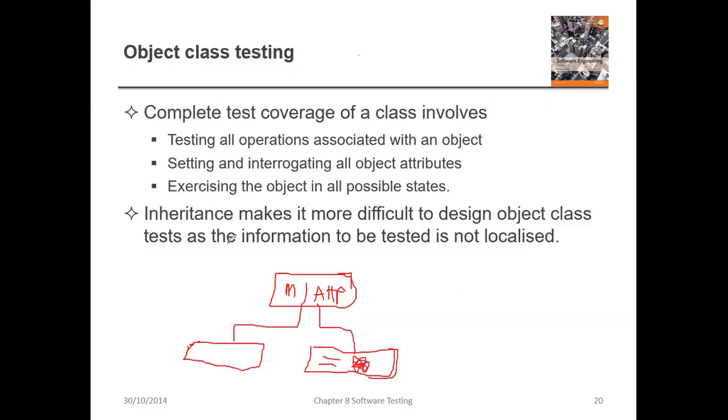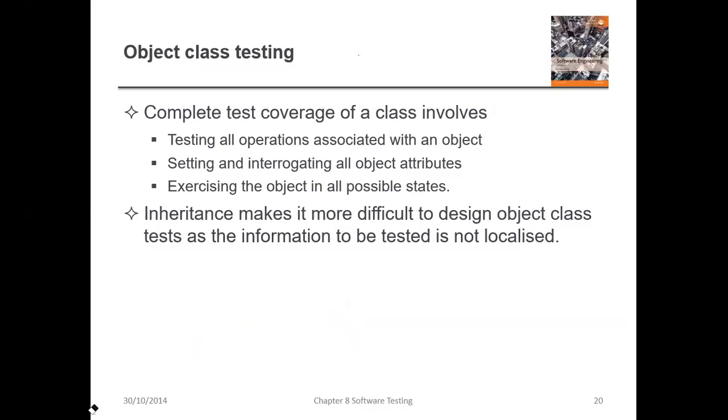So that is what we are trying to say using this statement here, that inheritance makes it more difficult to design object class tests. Why? Because the information to be tested is not localized. In other words, the information is not in this subclass here, it's rather in the superclass. I hope I've explained this concept very well. Okay, so we can continue.